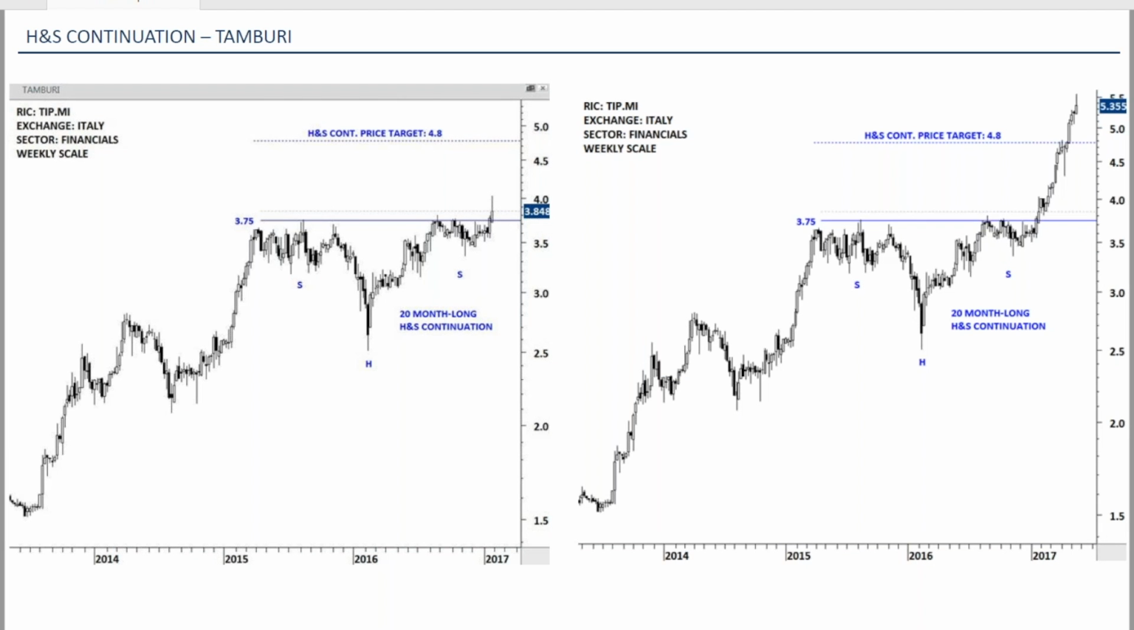If you look at another example that was alerted to TechCharts followers, this is Tamburi from Italy. Common characteristic, horizontal boundary, several times tested, and a perfect bullish continuation chart pattern. Left shoulder, head, right shoulder forming. The breakout is taking place. Members are being alerted, and the price is reaching its chart pattern price target in a couple of weeks.